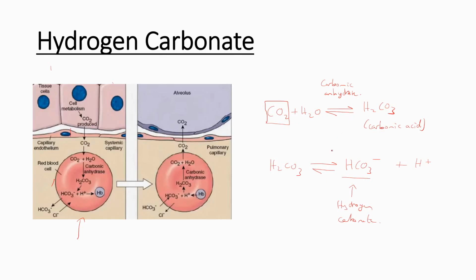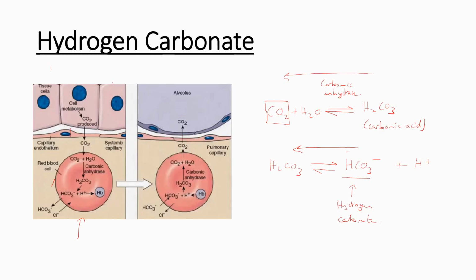What this is going to do is reverse all of the reactions. The hydrogen carbonate is going to combine with the H+ and form carbonic acid. The carbonic acid is then going to dissociate, and the carbon dioxide that is released here is going to diffuse into the alveolus and be breathed out.